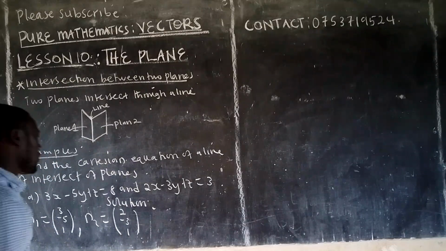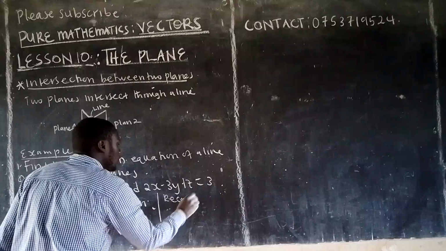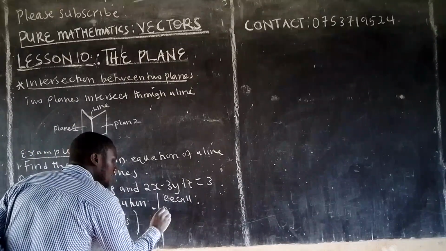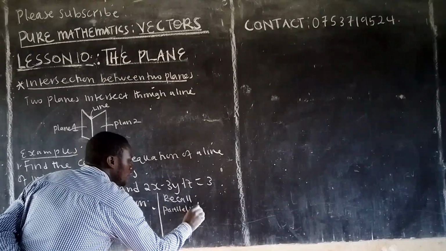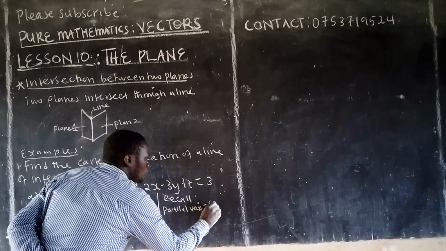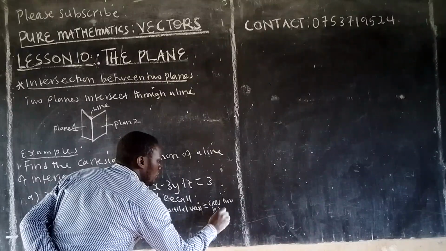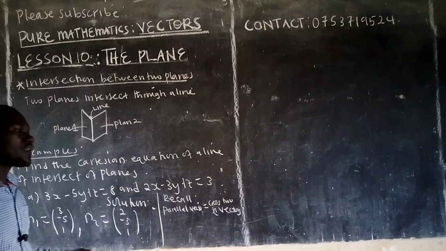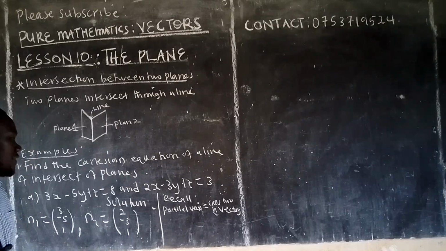Now, what you must know, recall, these are normal vectors. Now we shall say that to get a parallel vector, cross two normal vectors. Allow me write like that. It is a vice versa. To get a normal vector, cross two parallel vectors. To get parallel vectors, cross two normal vectors. It is a vice versa.